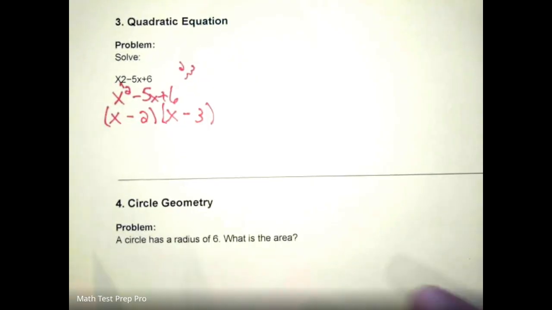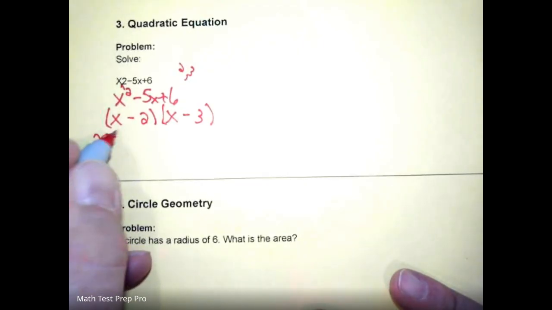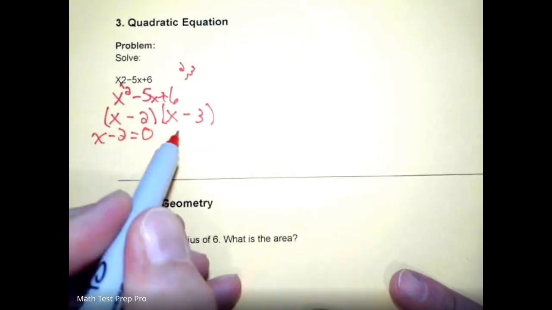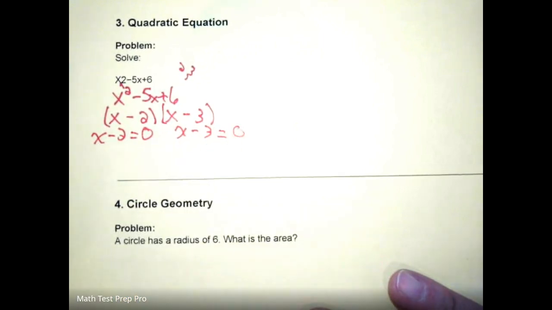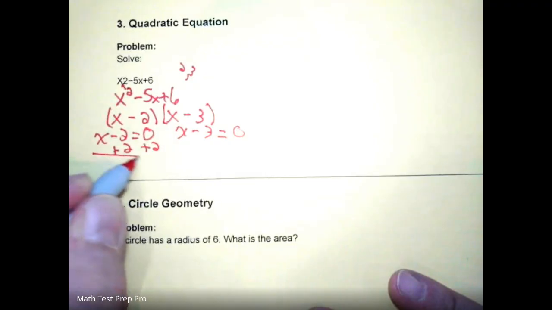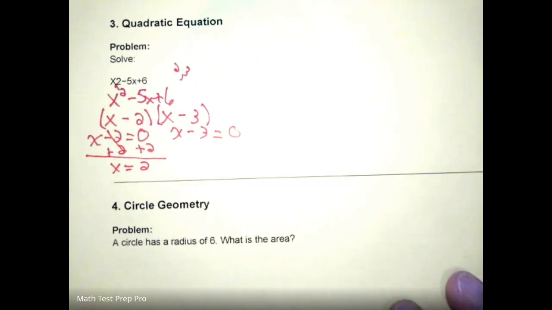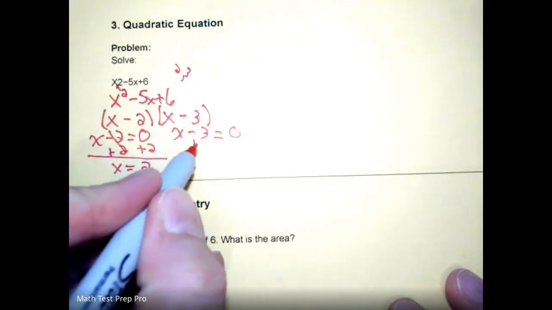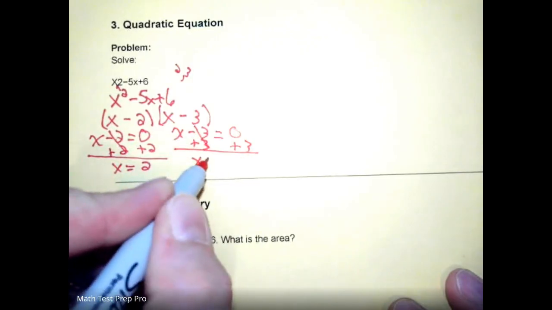Now, how do we solve? What you can do is set each one equal to 0. x minus 2 equals 0, and then x minus 3 equals 0. So plus 2 to both sides, those cancel out, leaving x equals 2. Sorry, x minus 3 equals 0, so I'm going to add 3 to each side. Solve for x. Those cancel out, leaving x equals 3.